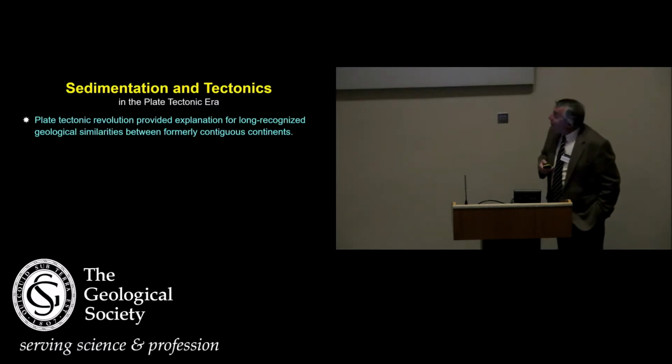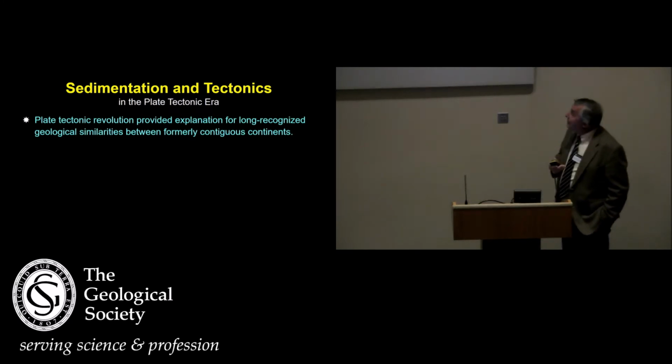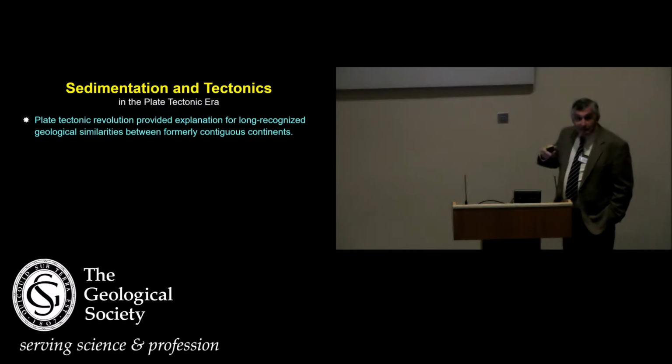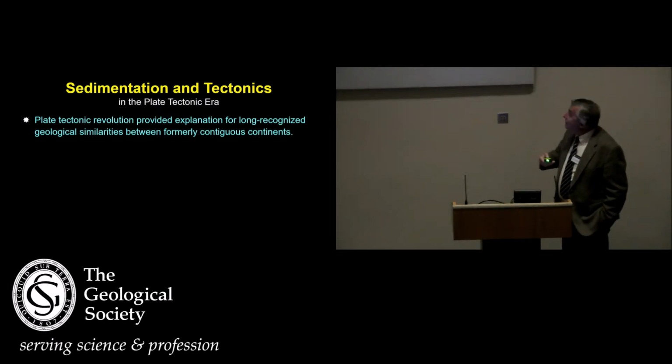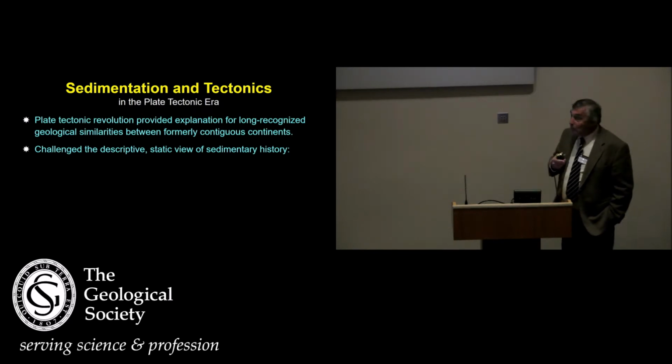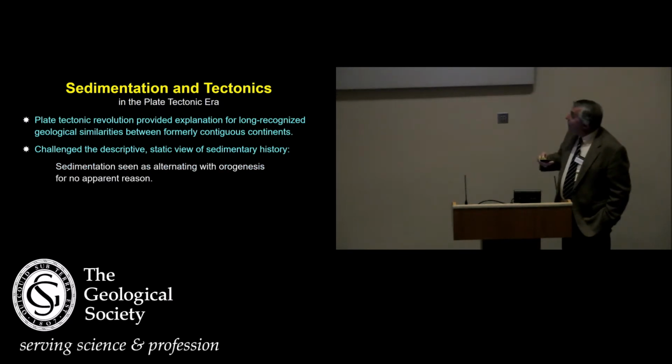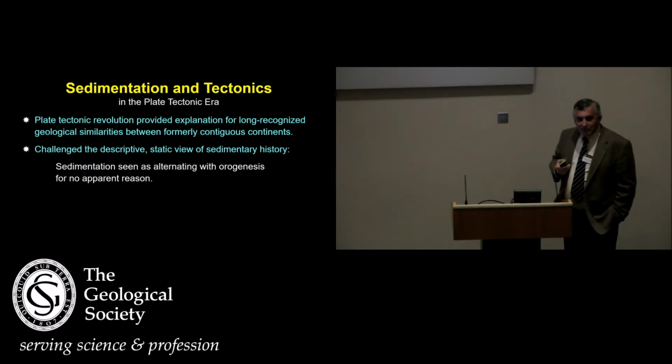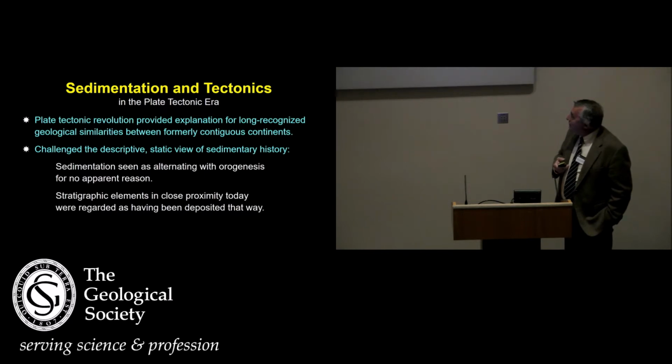Okay, so what I'm going to try and do here is talk about some context. And the two obvious things about the context are the plate tectonic revolution obviously provided an explanation for the similarities between continents. That was the big thing. And it also challenged the static view of the world, the static view that had gone with the geosynclinal ideas. And also this view, which I think I probably still learned at Cambridge, the idea that sedimentation somehow alternates with orogenies for no apparent reason, whatever orogenies are.